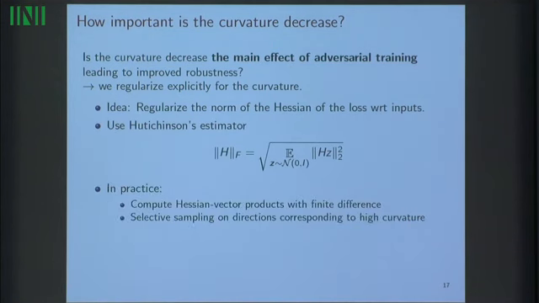So if we do this selective sampling and use finite difference, we get a fast estimator of the Hessian, and then we regularize this quantity, which captures the second order properties of the loss function. Okay, and we call this curvature regularization, or CURE for short. Okay.